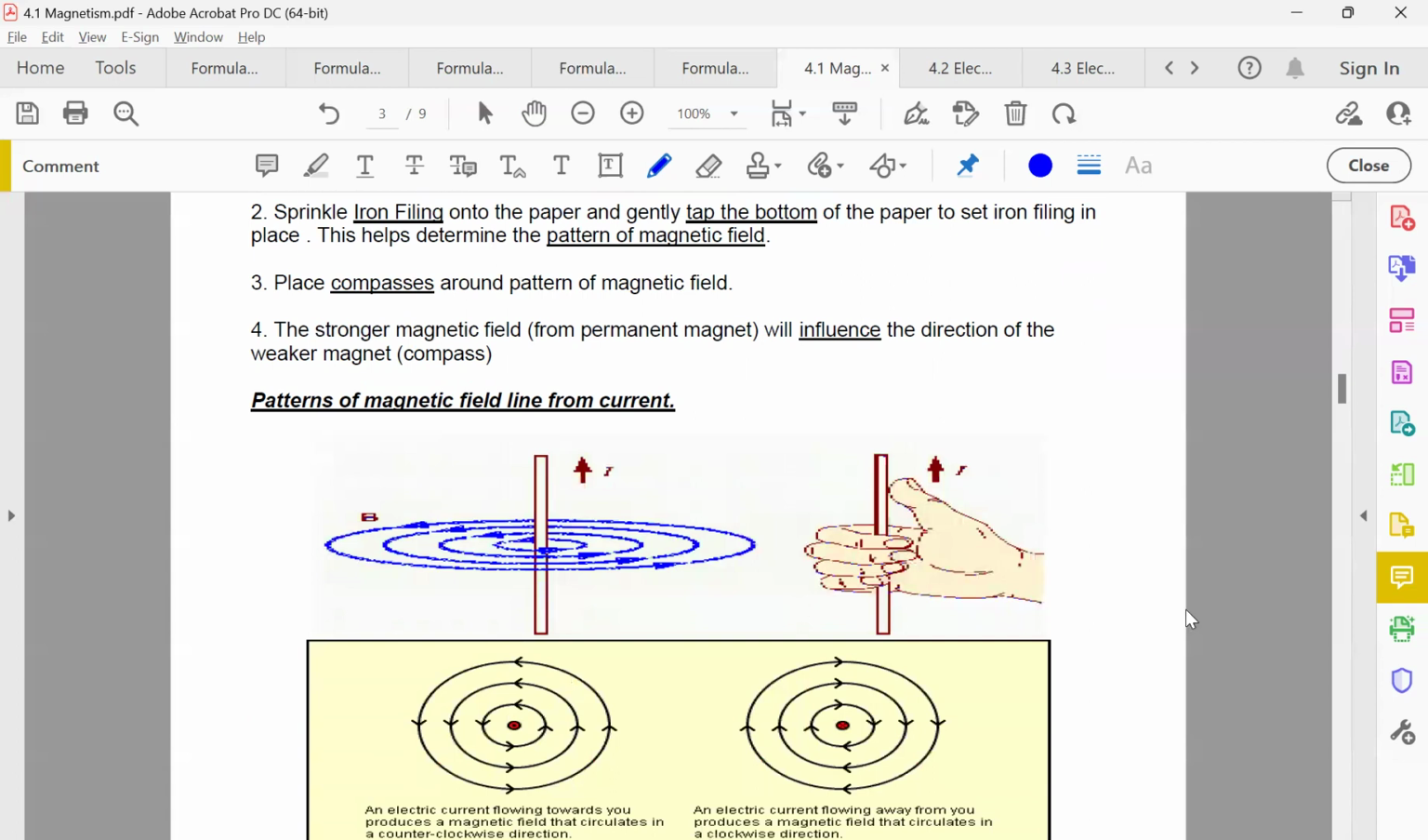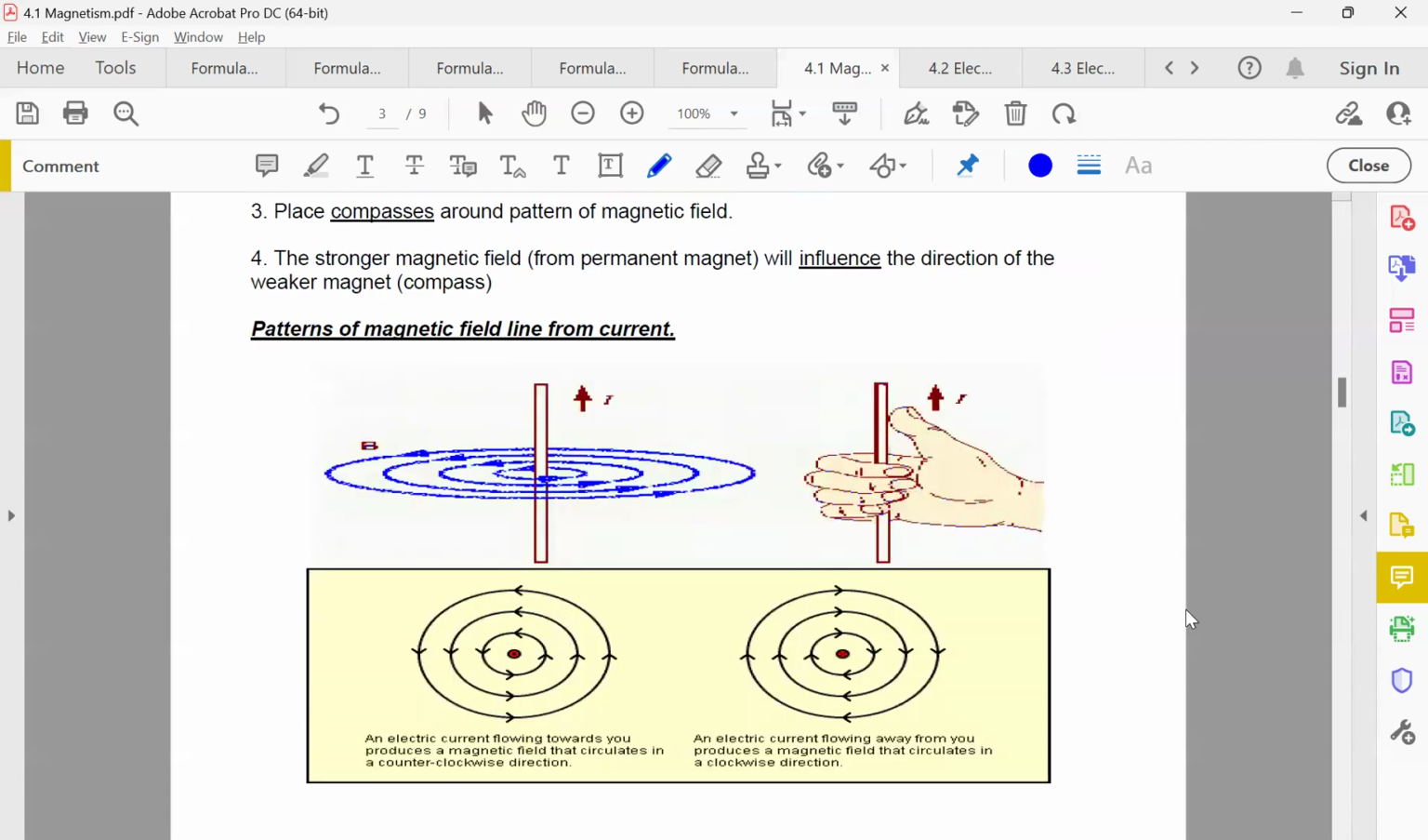This one is also important. When there's a current flowing through a conductor, using your right hand grip rule, the thumb represents the direction of current and the four fingers represent the direction of the magnetic field. X represents the current going in, dot represents the current coming out. Based on whether it's in or out, you can tell the direction of the magnetic field lines, guys. You can determine it using the right hand grip rule.